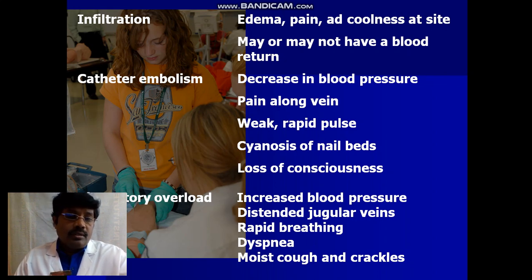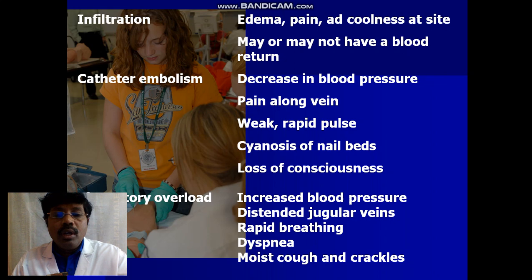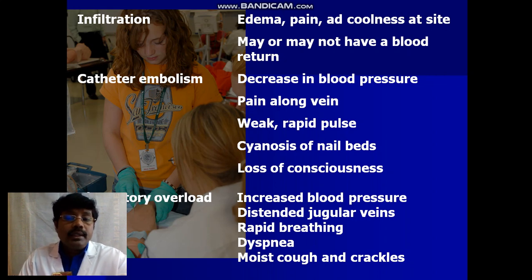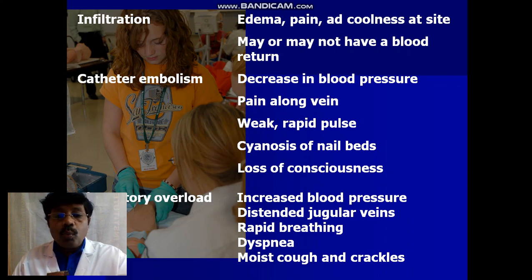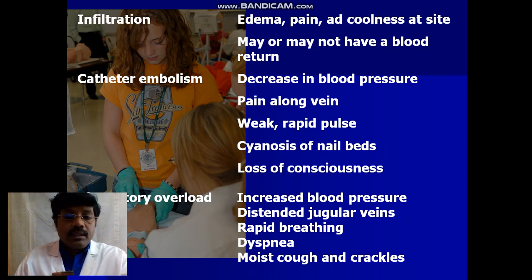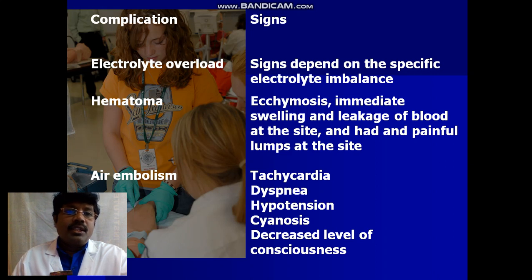All right. Next is circulatory overload. If you administer IV fluid, sometimes the patient's acceptance will be different, so the fluid may overload the patient. That shows by symptoms of increased blood pressure, distended jugular vein, rapid breathing, dyspnea, and moist cough and crackles. Other complications are electrolyte overload, hematoma, and air embolism, which is also common.